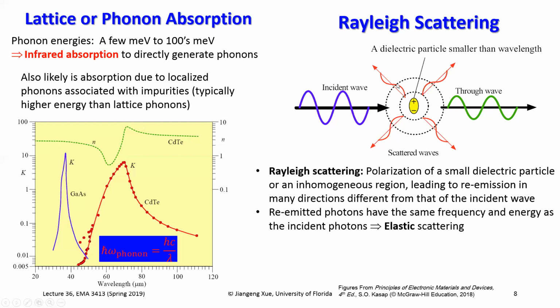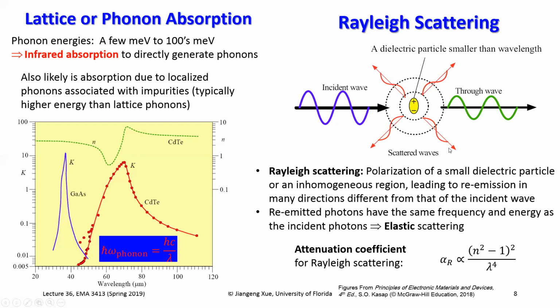But obviously, the direction of the emitted photons is going everywhere, resulting in a loss of the through-wave intensity. So for the attenuation coefficient, Rayleigh scattering typically increases as the wavelength is reduced. And then obviously, if the index of refraction contrast with the environment is bigger, that will also give you bigger Rayleigh scattering.